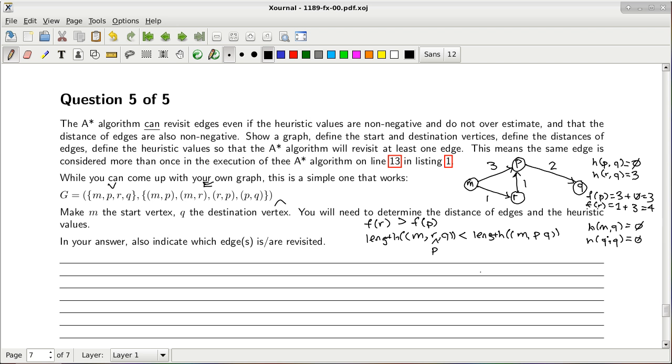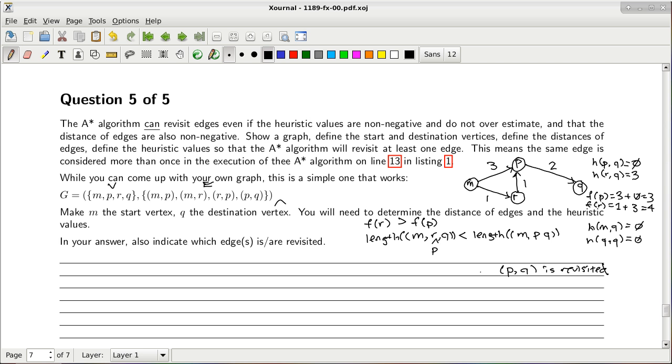All right, so this is most of the answer. The edge that is going to be revisited in this case is PQ. So we'll just have to say PQ is revisited.